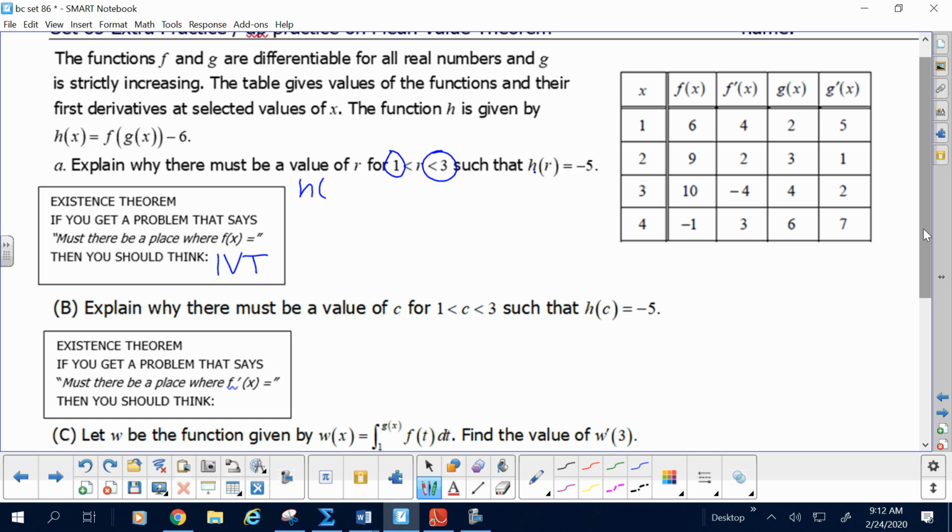H at 1 is f of g of 1 minus 6. Let's work inside out. What's g at 1? 2. And now I put that 2 into f, so it's f at 2. 9, and 9 minus 6 is 3. So this h function, which I have no idea what it looks like, at 1 has a y value of 3. Okay, cool. Now what should I do? H at 3. That's f of g of 3 minus 6. Working inside out, I need g at 3. G at 3 is?